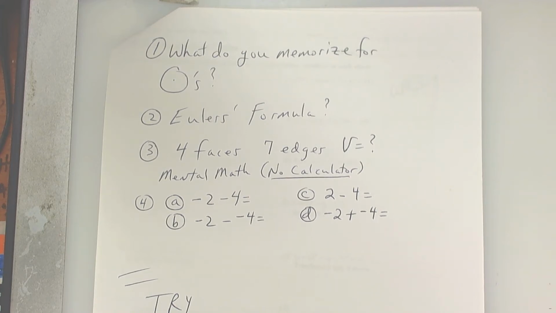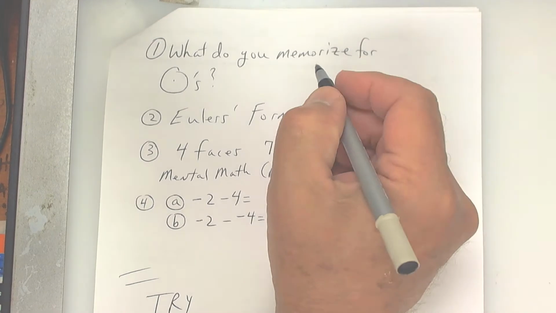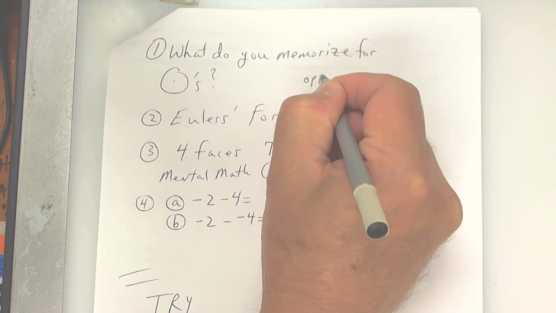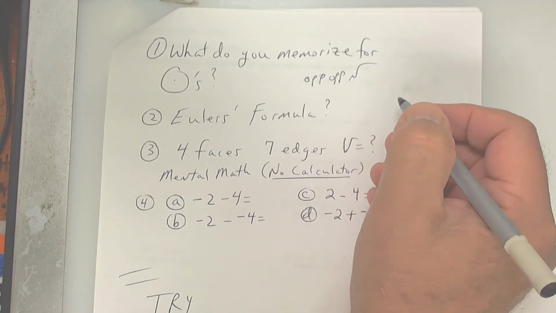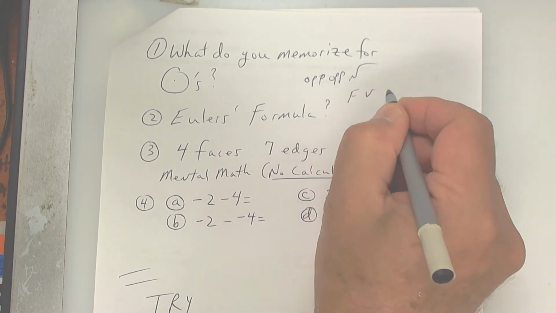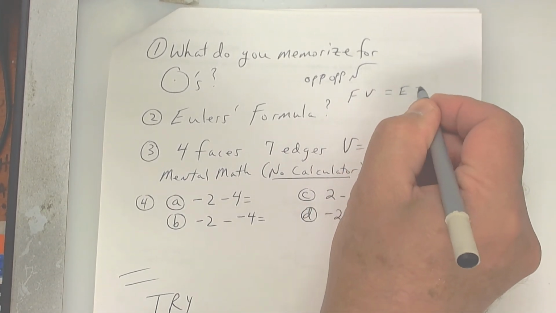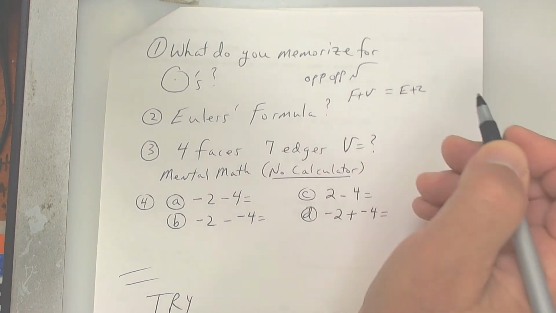What did you have to memorize for circles? You had to memorize opposite, opposite, square root. Euler's formula was Florida Virtual School Episode 2. And there's the formula right there.